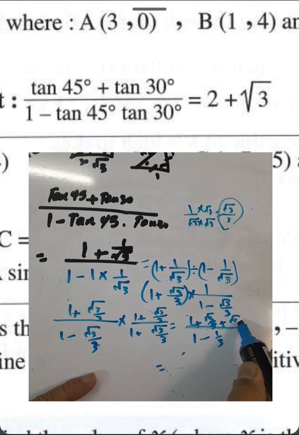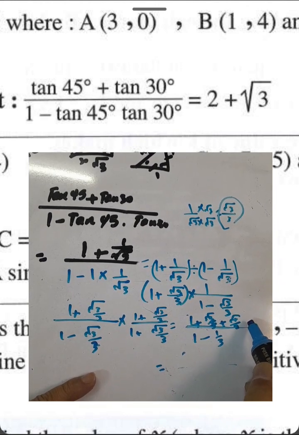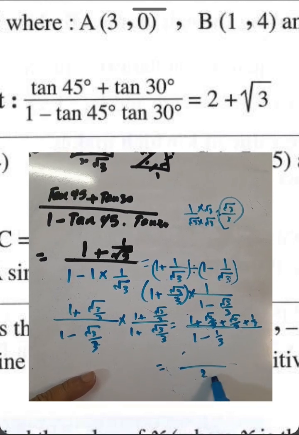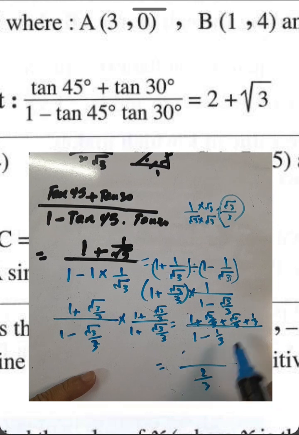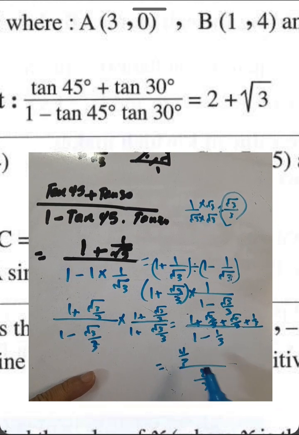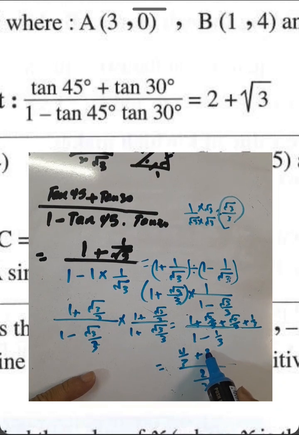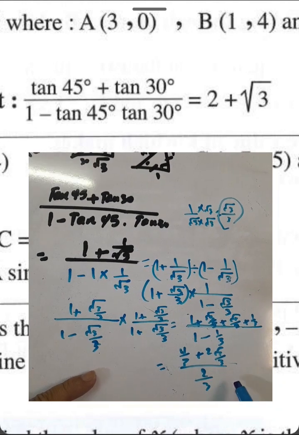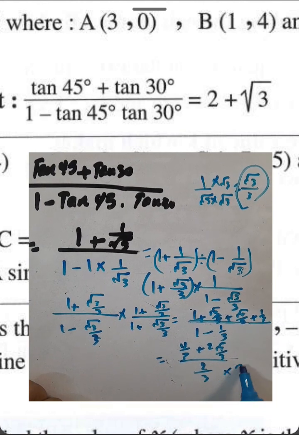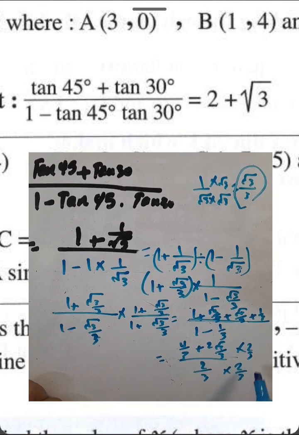Plus root 3 over 3 plus a third. 1 subtract a third, it will be 2 over 3. And 1 plus a third, it will be 4 over 3. And 2 root 3 over 3. And you can cancel 2 over 3 by multiplying 2 over 3 in the numerator and denominator. Cancel this.